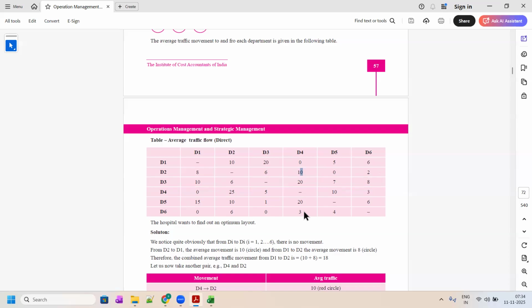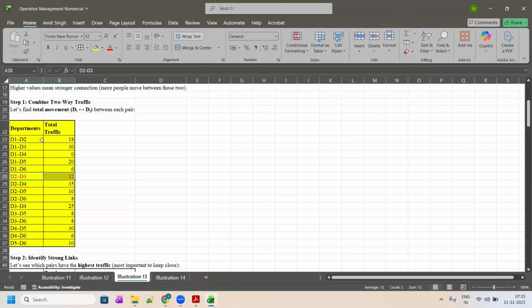Correct. Then D3 to D4: D3 to D4 would be 20, and D4 to D3 would be 5, so 20 plus 5 is 25. Then D3 to D5 would be 7, and D5 to D3 would be 0, so that is 7. D3 to D6 would be 8, and D6 to D3 would be 0, so 8 plus 0 is 8. Clear? So like this, we'll find the traffic data for each department.